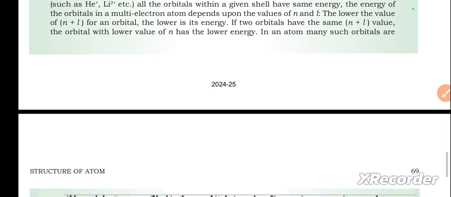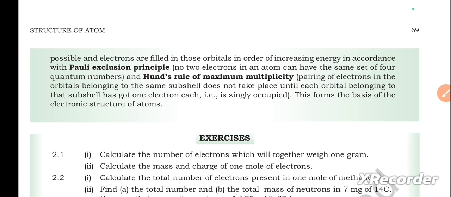In an atom, many such orbitals are possible and electrons are filled in those orbitals in order of increasing energy in accordance with the Pauli exclusion principle: no two electrons in an atom can have the same set of four quantum numbers, and Hund's rule of maximum multiplicity: pairing of electrons in the orbitals belonging to the same subshell does not take place until each orbital belonging to that subshell has got one electron each, that is, singly occupied. This forms the basis of the electronic structure of atoms.